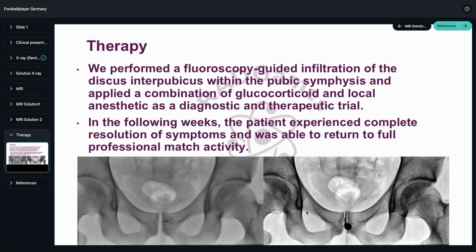For therapy, we performed a fluoroscopy-guided injection into the disc cavity of the symphysis. The injection of a steroid and a local anesthetic, we used triamcinolone and carbostesin, led to a complete resolution of symptoms, and the footballer returned to full performance. A surgical arthrodesis of the symphysis could be avoided.